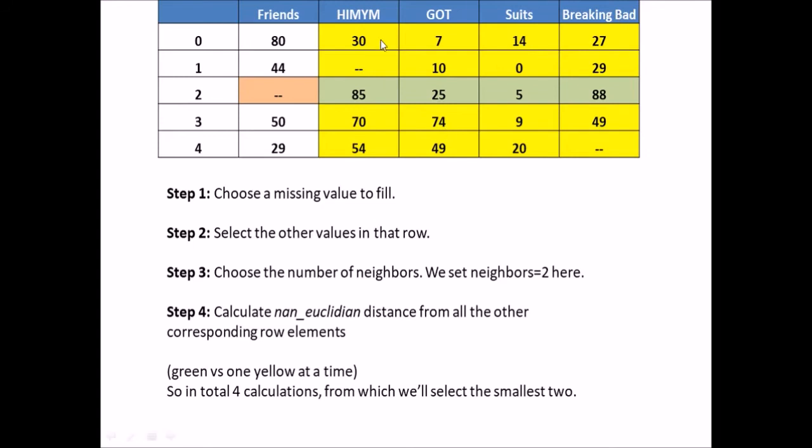So we are basically going to do one green value versus one yellow at a time. We'll do person 2 versus person 0, person 2 with person 1, 2 with 3, and 2 with 4. We'll calculate all four distances, and after calculating we'll check which two are the least distances, and those two people will theoretically be closest to the person that we are looking to find neighbors to.